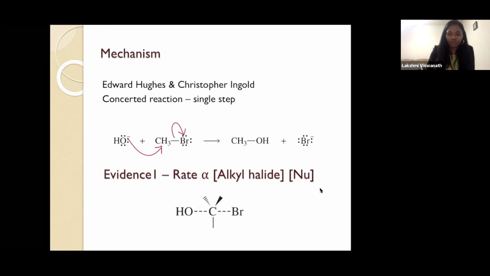And remember, I'm going to tell this mechanism one more time. The hydroxide ion, which is our nucleophile, will go and attack this carbon from the side that's exactly opposite to that of the leaving group, and the leaving group is going to pack its electrons and leave. And this is called the backside attack.